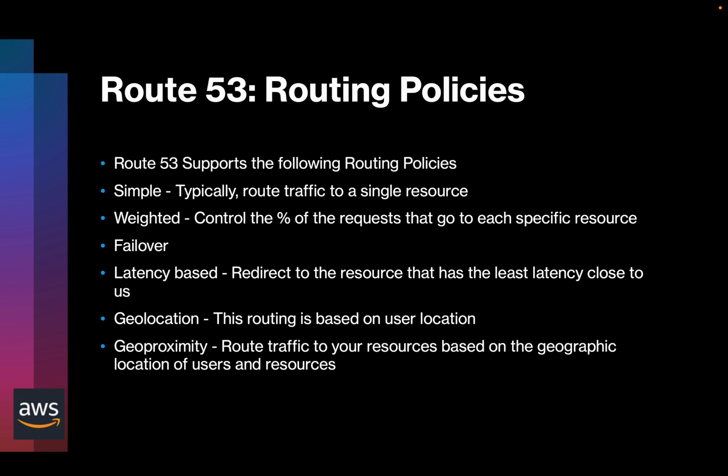And failover is when any one of the 8 instances fails, then the traffic will be distributed to the remaining 7 resources. Latency based will redirect to the resource that has the least latency close to us. Geolocation is routing based on the user location, and geoproximity routes traffic to your resources based on the geographical location of users and resources. So this is all about Route 53.